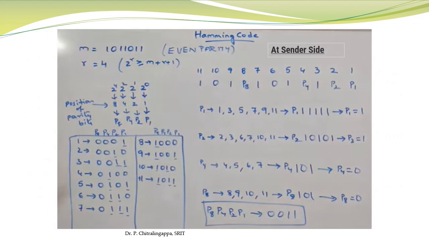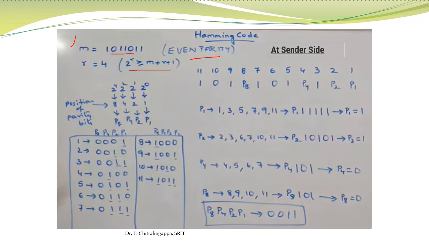This is one sample example. I have taken one message m, and I am using the even parity approach. Now let us calculate the r value based on this formula.